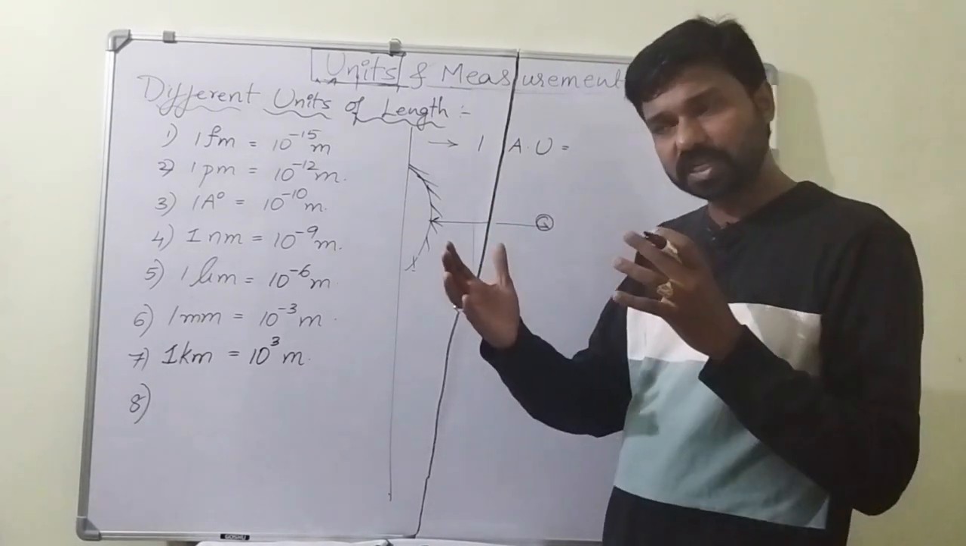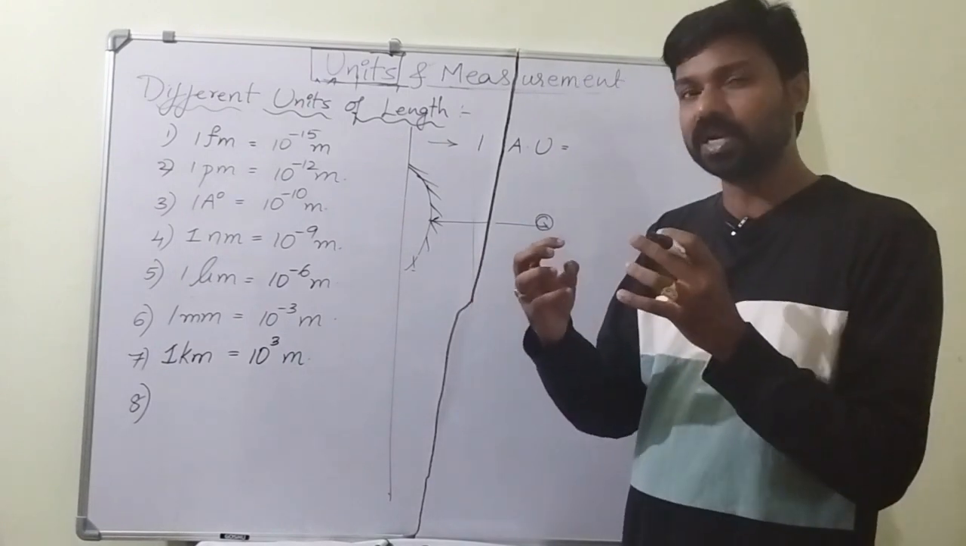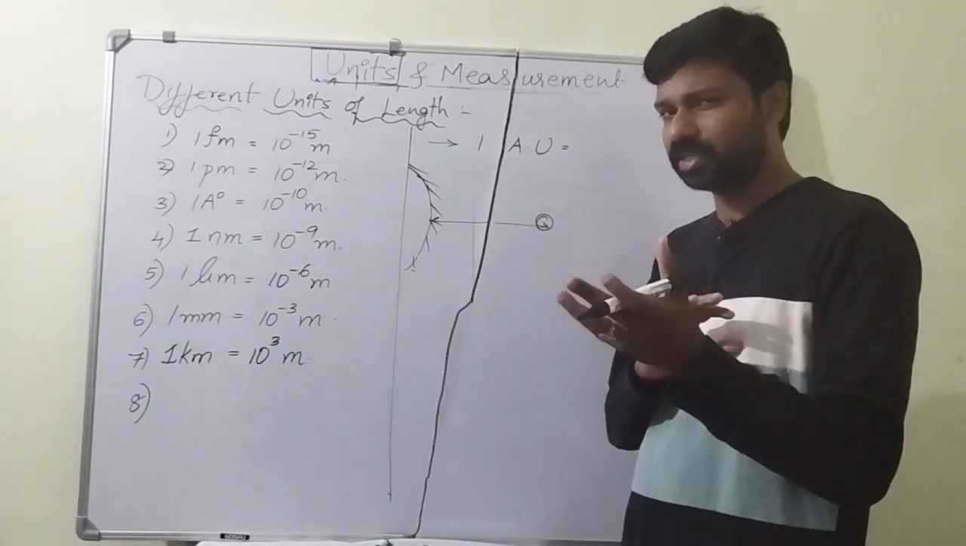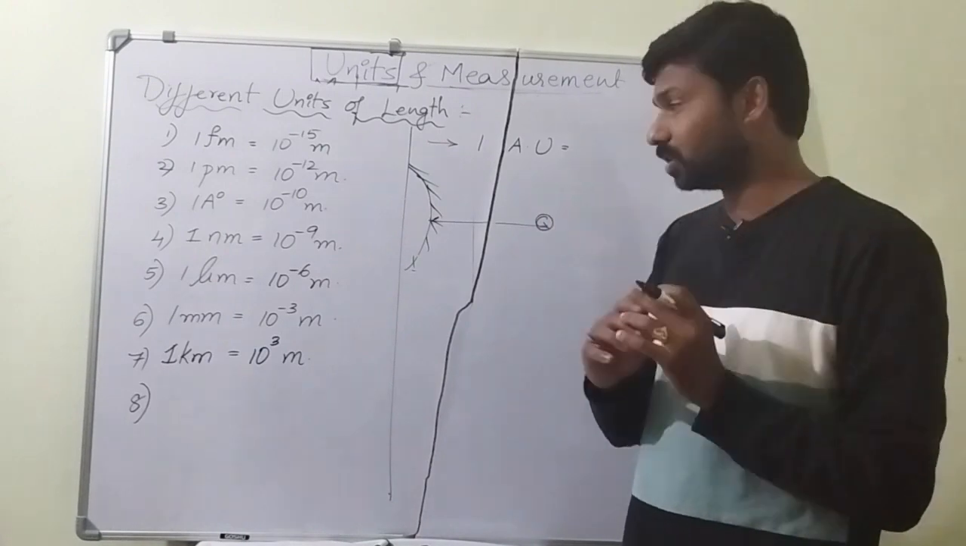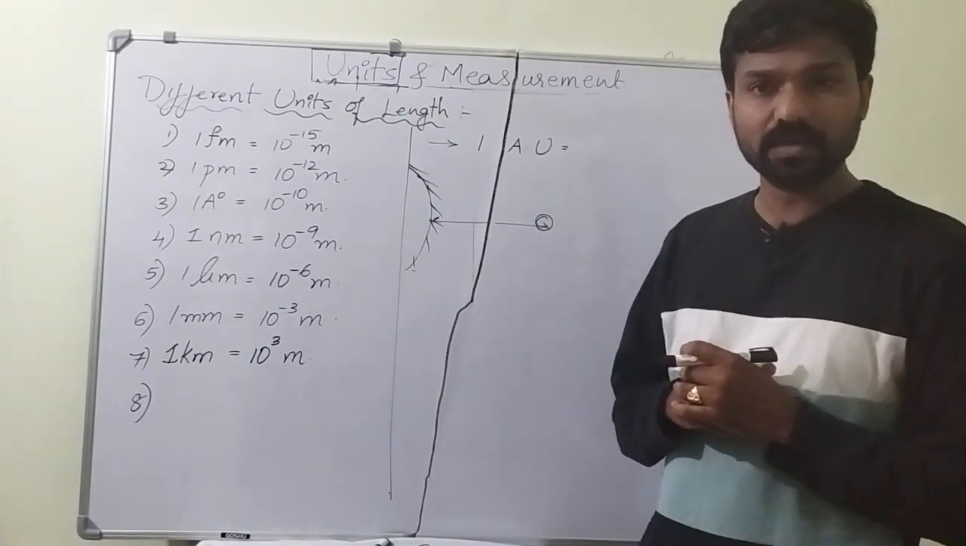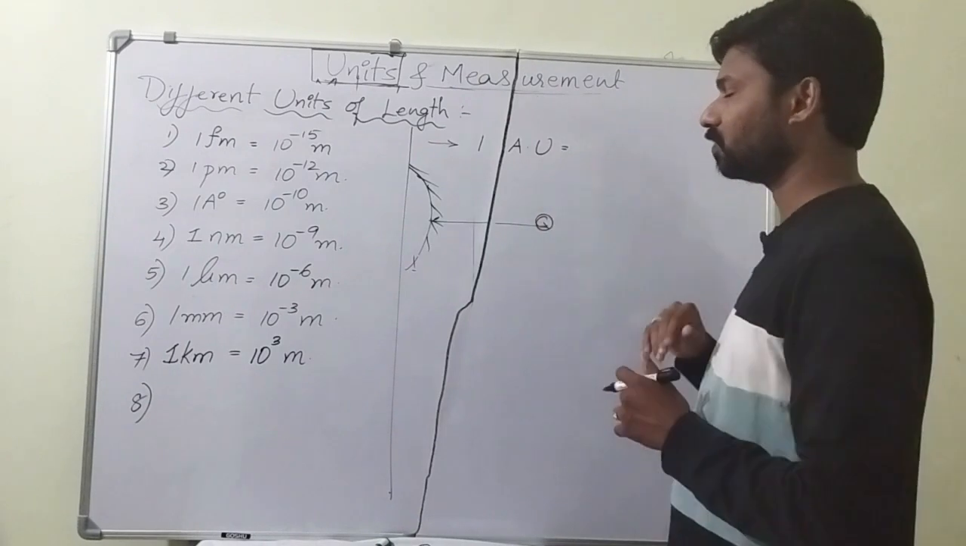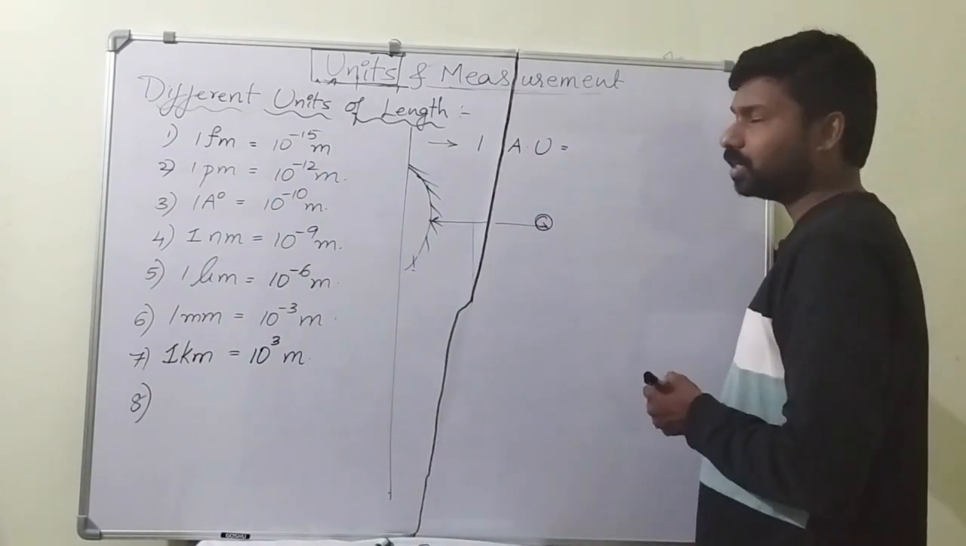Sometimes Earth will be nearer to the Sun, sometimes it will be slightly away from the Sun. There won't be much difference, but there is a slight difference. So that's why we use the term mean distance between Earth and Sun. That one we call 1 astronomical unit.